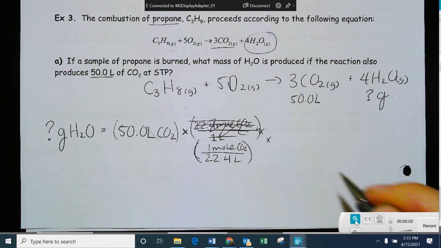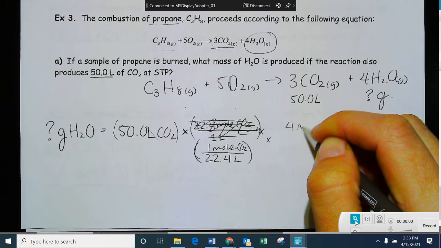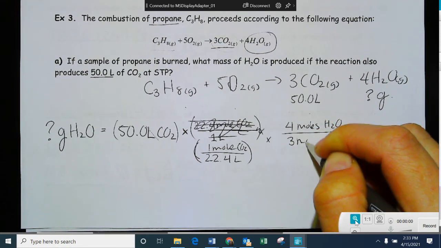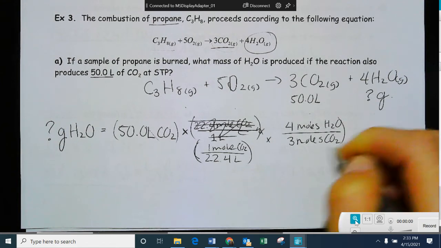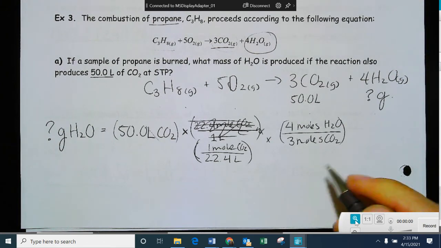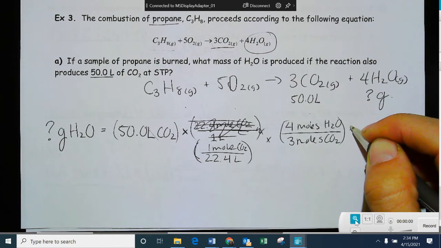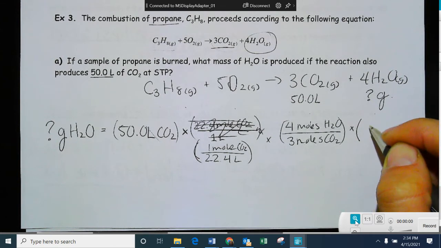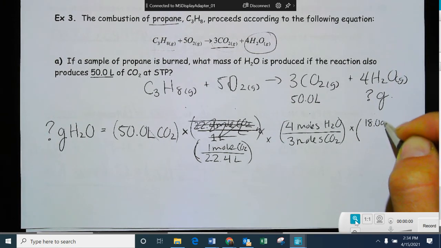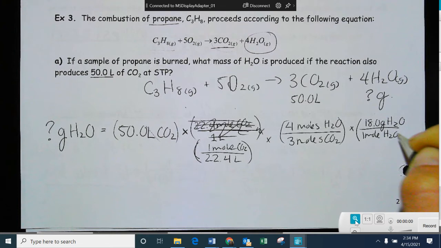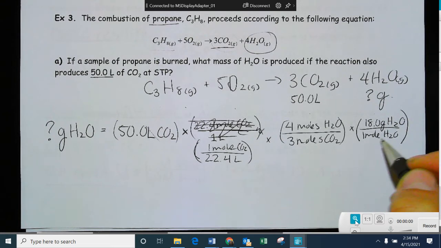Next up is going to be our ratio here. So going into water, we're going to do 4 moles of water for every 3 moles of CO2. And that's going to leave us with moles of water rather than CO2. And then we need to use our molar mass of water finally to get to grams. And there are 18 grams of water for every 1 mole of water. And that is finally canceling out moles and giving us grams.